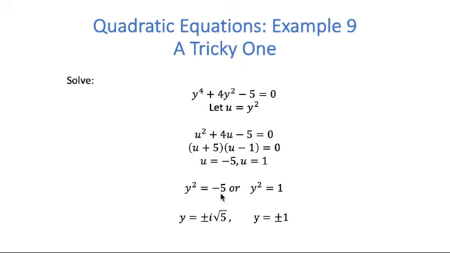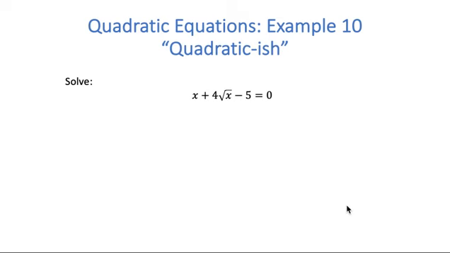It's very, very similar to the one that we just did. So the one I want you to look at next is x plus 4 square roots of x minus 5 is equal to 0. You might not realize this, but this is also quadratic-ish. So what we're going to do is let u equal the square root of x.